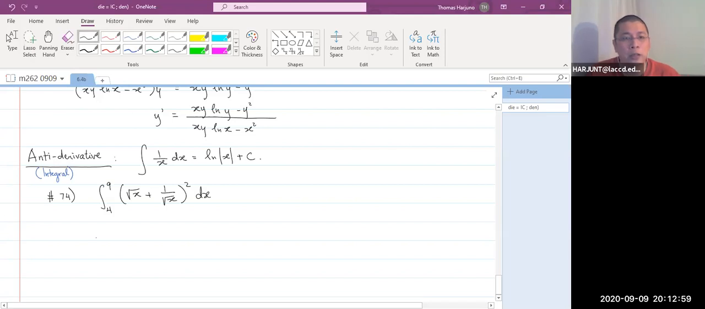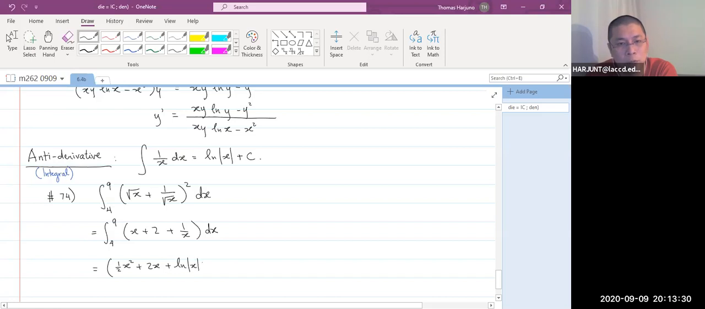How do we integrate that? This is equal to, I will FOIL it first. Integral from 4 to 9 of x plus 2 plus 1 over x dx. I hope you see how I get that. If not, then do your algebra. Now then the antiderivative will be 1/2 x squared plus 2x plus natural log of absolute x from 4 to 9.